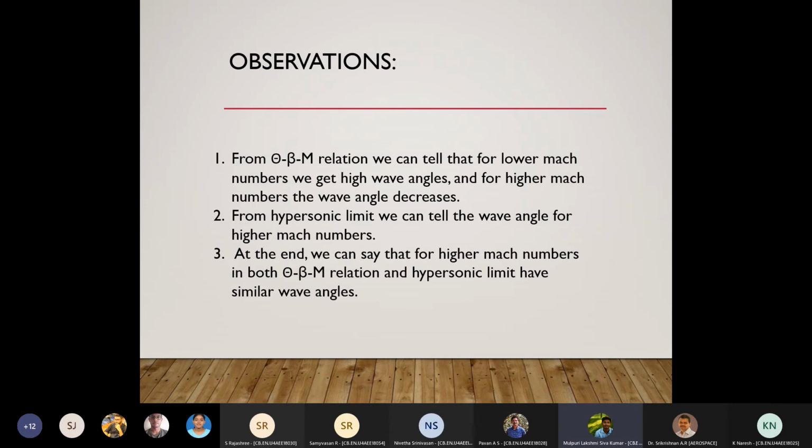So the hypersonic limit condition can be applied, and the beta value found can be used when the Mach number is very high.